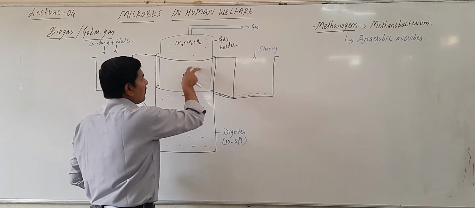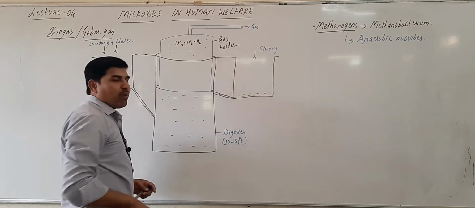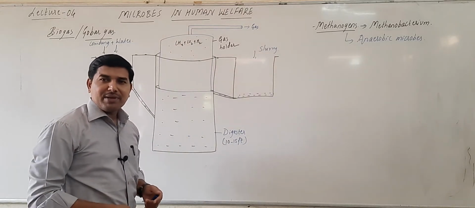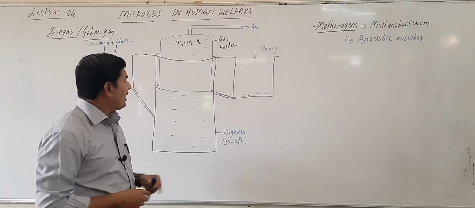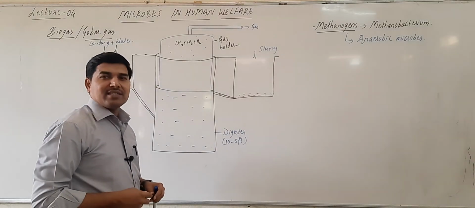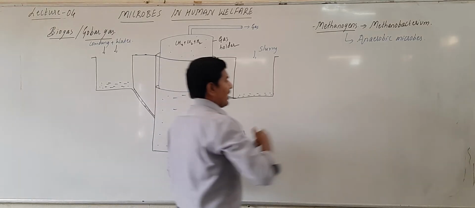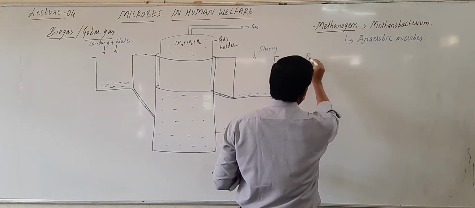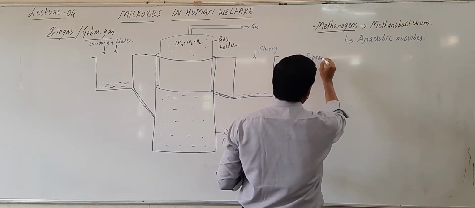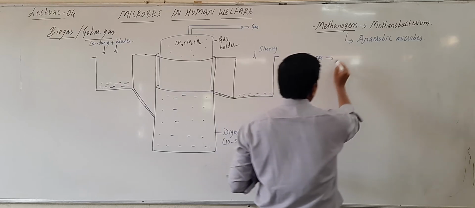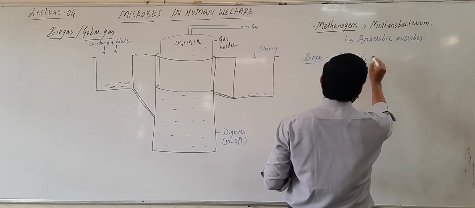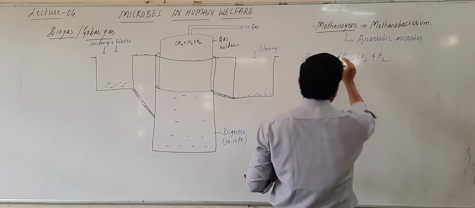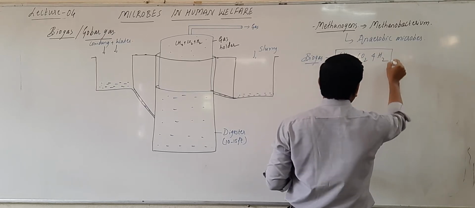Now in the gas holder, the biogas, mainly we call it methane gas, is accumulated. Now what are the gases that are produced here? The gases that are produced in the biogas plant are CH4, CO2 and H2, hydrogen. Remember this.